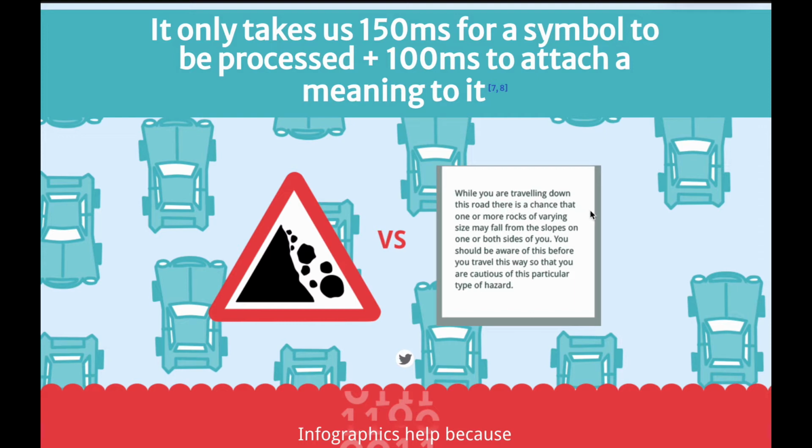So while you're traveling down the road, there's a chance that one or more rocks of varying size may fall from the slope. So it's a lot faster to absorb the information in a visual. And when we come back to our life insurance report here for Mr.